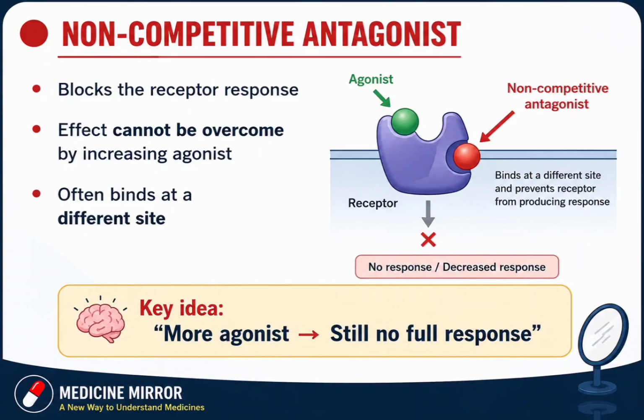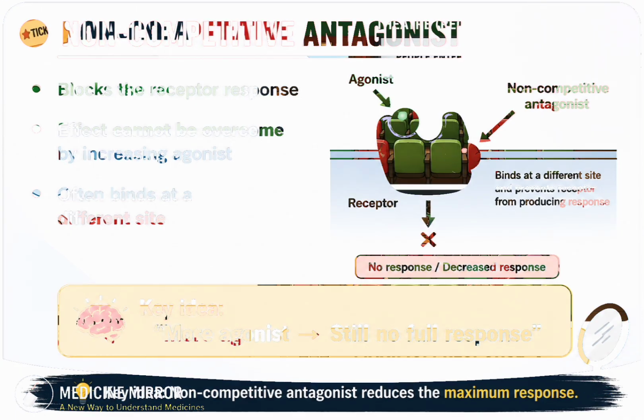A non-competitive antagonist reduces the effect of an agonist, but unlike a competitive antagonist, its effect cannot be overcome simply by increasing the concentration of the agonist. It may bind to a different site on the receptor and prevent the receptor from producing its normal response.